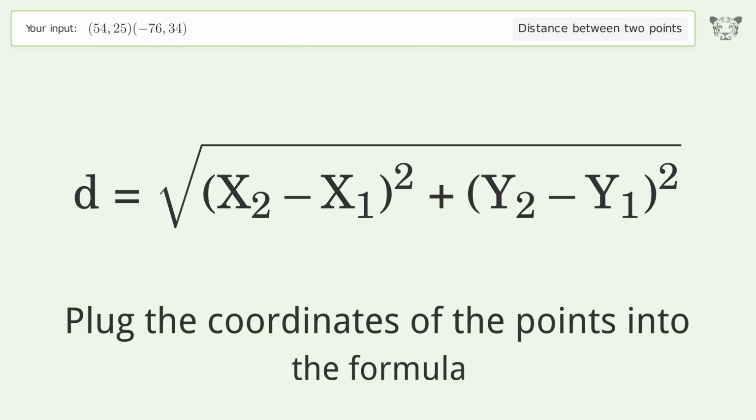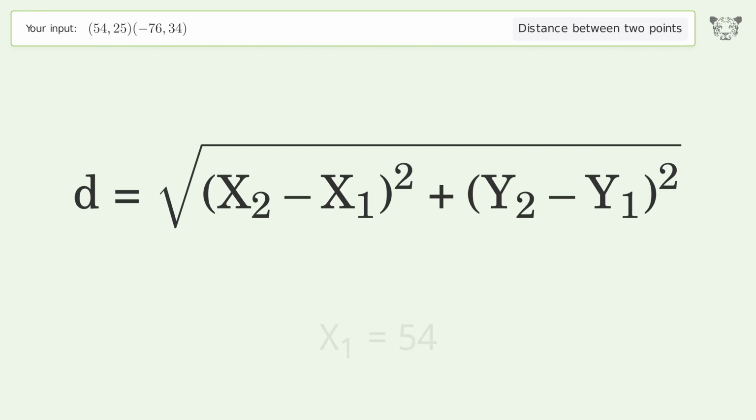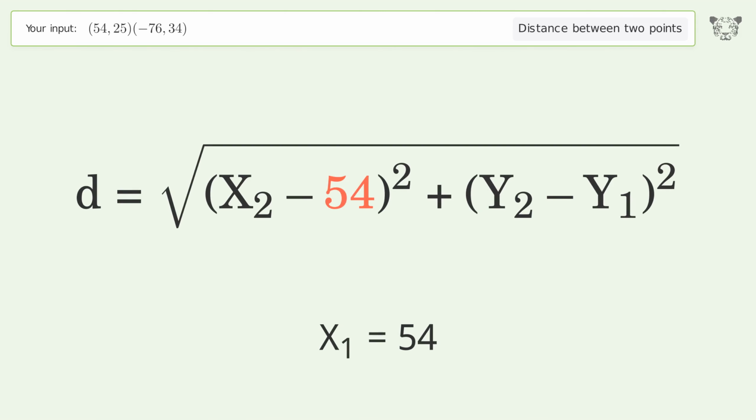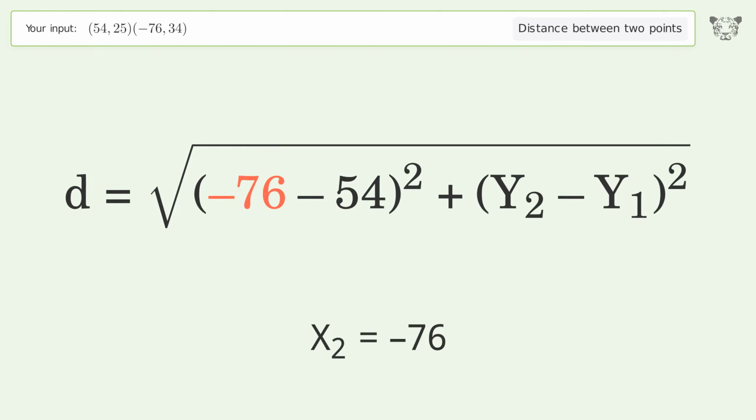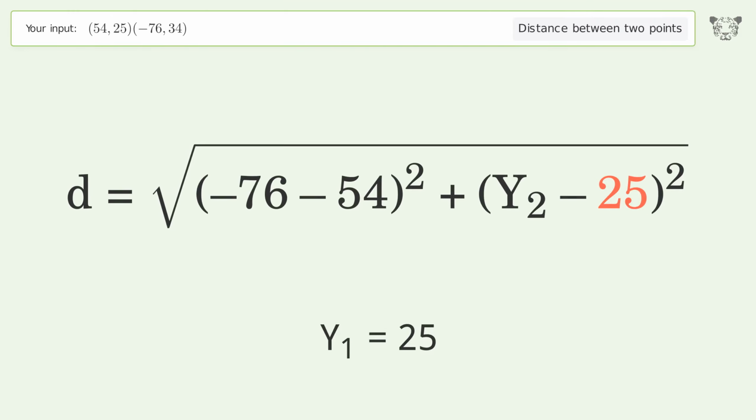Plug the coordinates of the points into the formula. x1 equals 54. x2 equals negative 76. y1 equals 25. y2 equals 34.